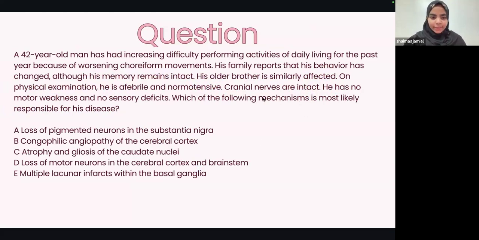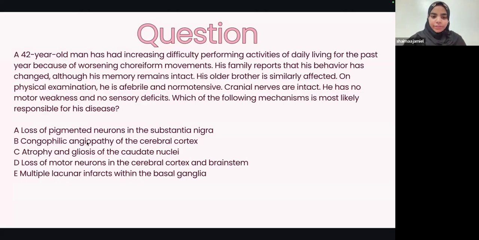So I see C, Huntington. Yes. So what here tells us it's Huntington? Number one, the age is kind of young, choreiform movements. And he has change in behavior, but the cognition is fine. And there's no motor nor sensory issues. So it is Huntington. What would A be? Loss of pigmented neurons in the substantia nigra. We just mentioned it. Parkinson's.